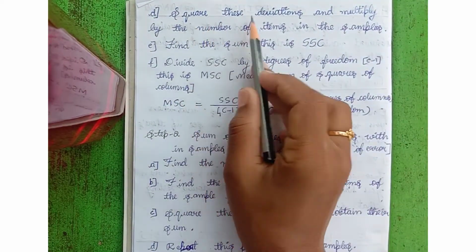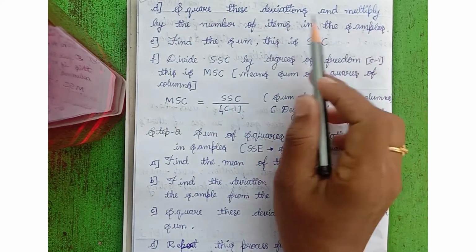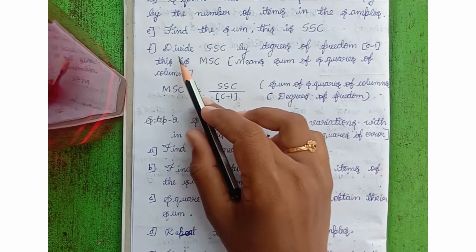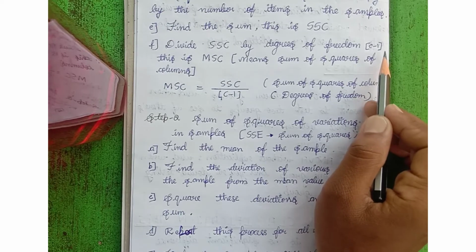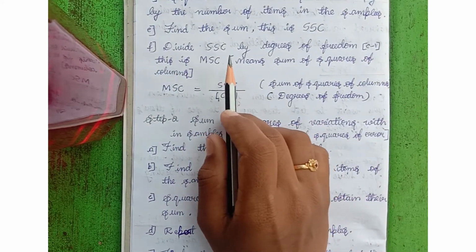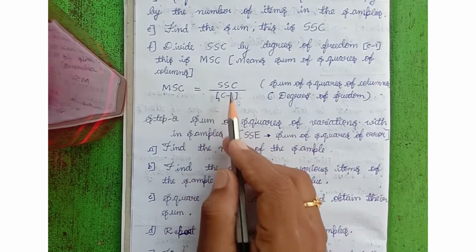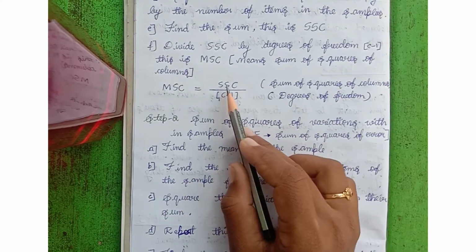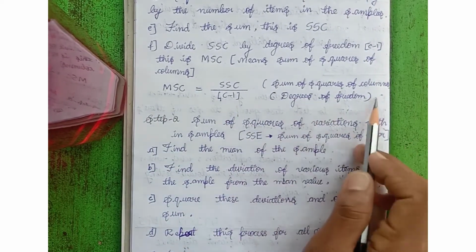D, square these deviations and multiply by the number of items in the samples. E, find the sum. When we find that, we get SSC. Next, we have to divide SSC by the degrees of freedom, which is C minus 1. When we divide, we get MSC. MSC means mean sum of squares of columns. So the formula for MSC is SSC divided by C minus 1. As I told, SSC means sum of squares of columns, and C minus 1 is the degrees of freedom.